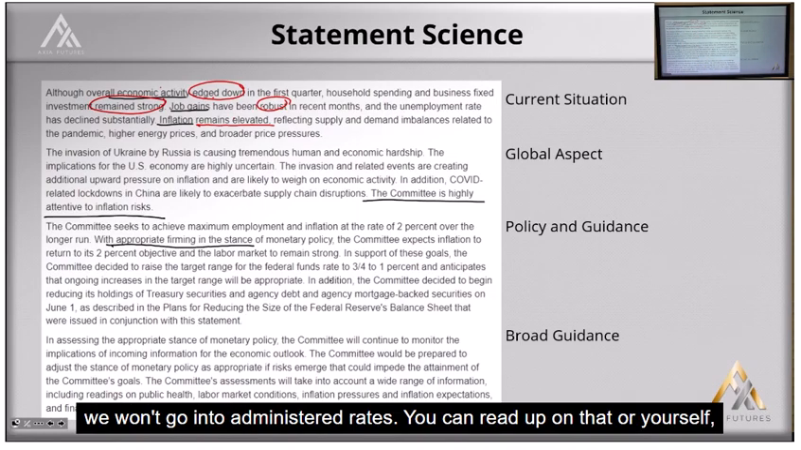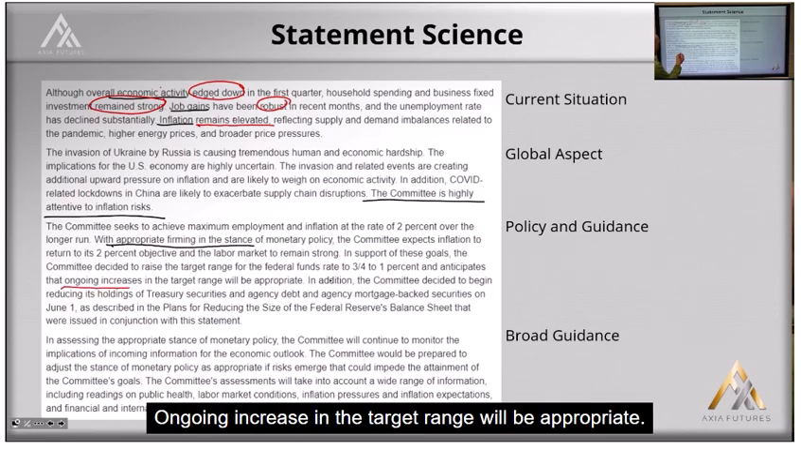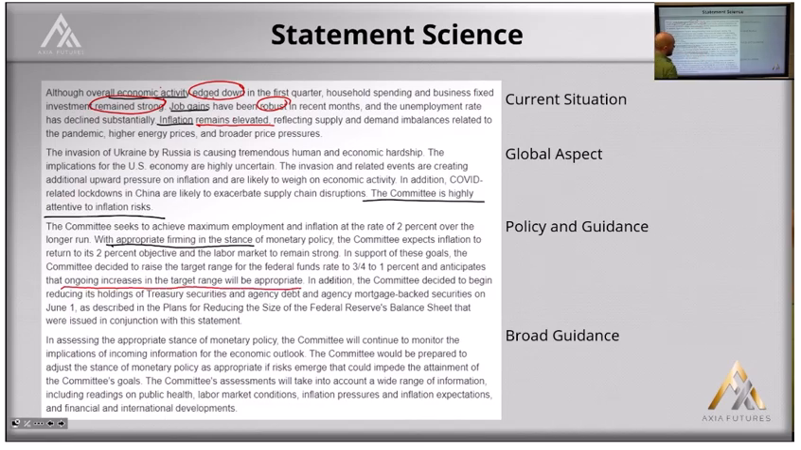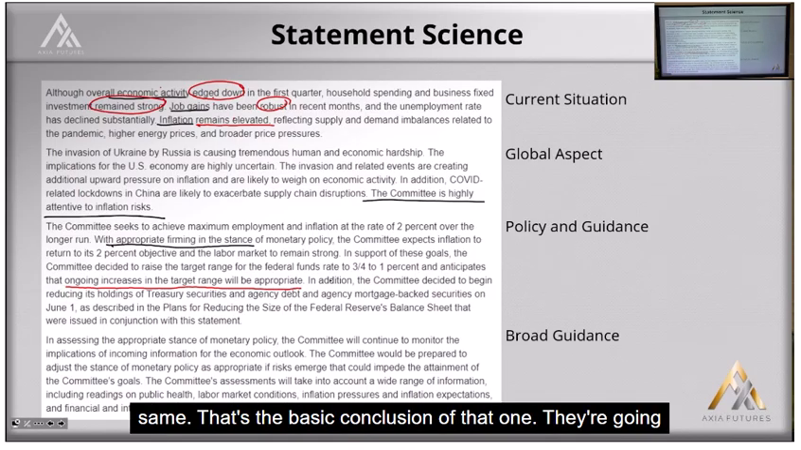We won't go into administered rates, you can read up on that yourself, but 0.25% to 1%. And it anticipates, this is the forward guidance, that ongoing increases in the target range will be appropriate. That's the information. So what that tells you: more of the same. That's the basic conclusion of that one. They're going to do a bit more.